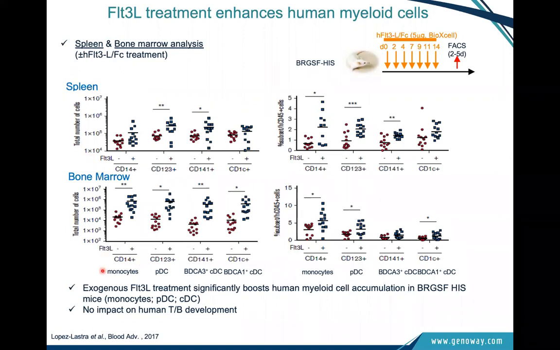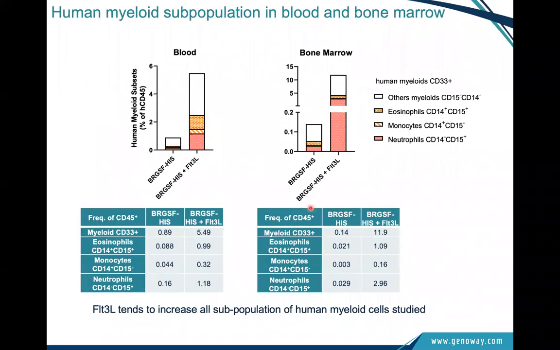And here, looking at other myeloid cell populations, namely monocytes, pDCs, and cDCs, from all those cell types, the treatment with FLT3 ligand resulted in an increase of the frequency, of the total number, and of the percentage of those cells in those tissues. Same analysis on other subsets of myeloid cells, eosinophils, monocytes, neutrophils, and as you can see here, you have a great increase of those in those mice as well.